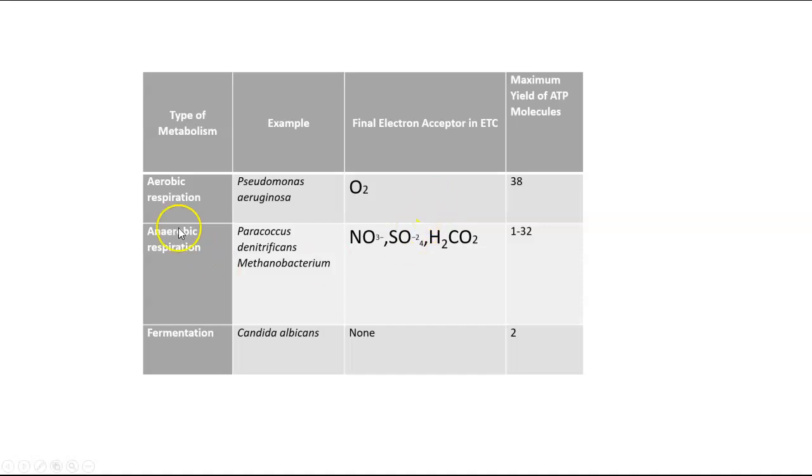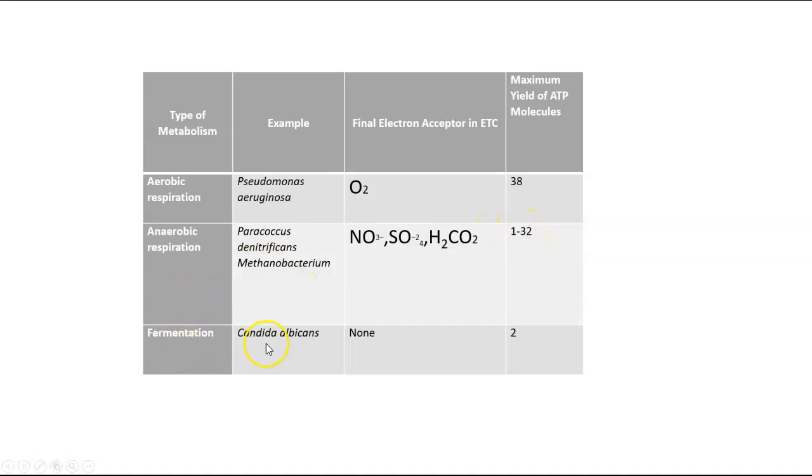This table just summarizes the three ways that we can catabolize carbohydrates. We had aerobic respiration, where we get a lot of ATP. Our final electron acceptor is oxygen in the electron transport chain. Anaerobic respiration, there's a bunch of different kinds of bacteria doing that. Remember, we have something other than oxygen at the end of the electron transport chain. And these will grow a little bit more slowly depending on the kind of bacteria, because they're going to make a little bit less ATP, a lot less or a little less, depending on the situation.